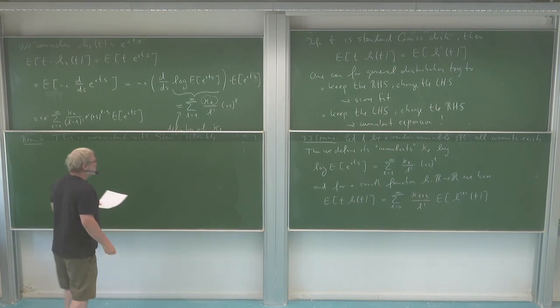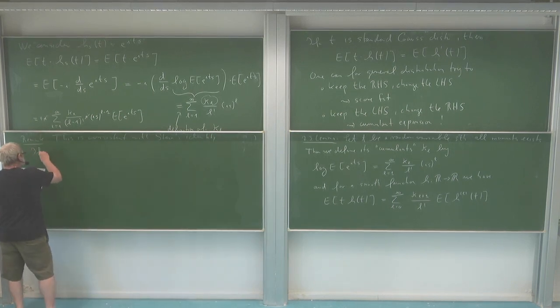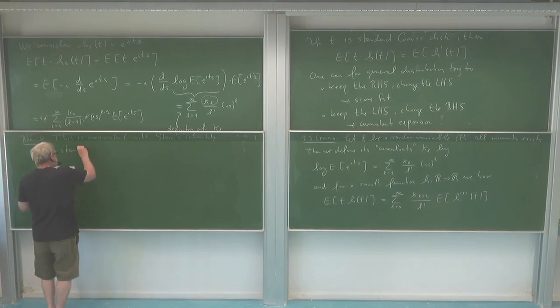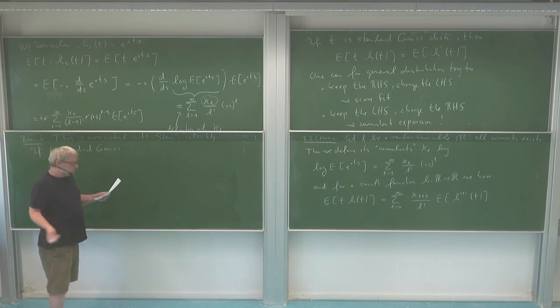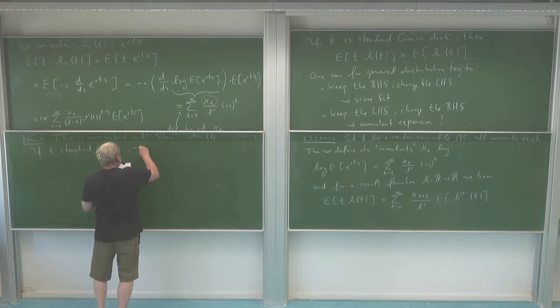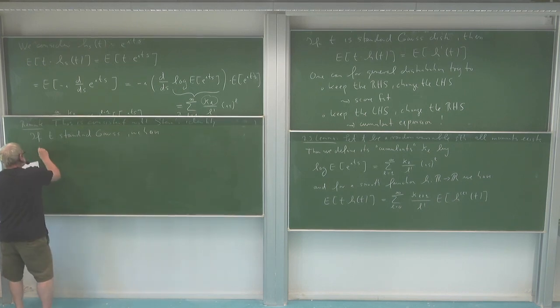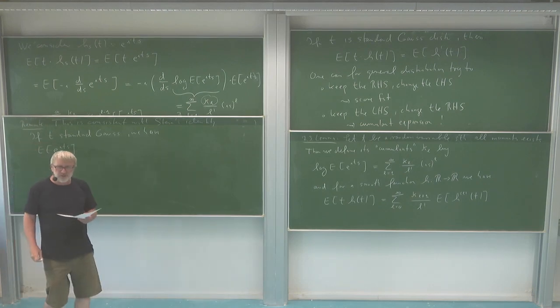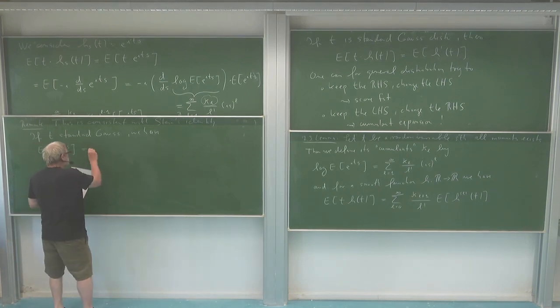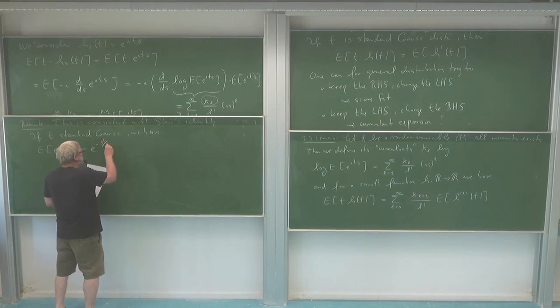So namely, if T is a standard Gauss, then we know what the Fourier transform is. So the expectation of e to the I ts, the Fourier transform of this, is just e to the minus s squared divided by 2.